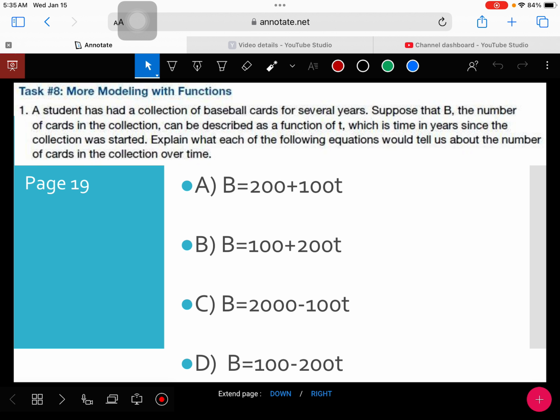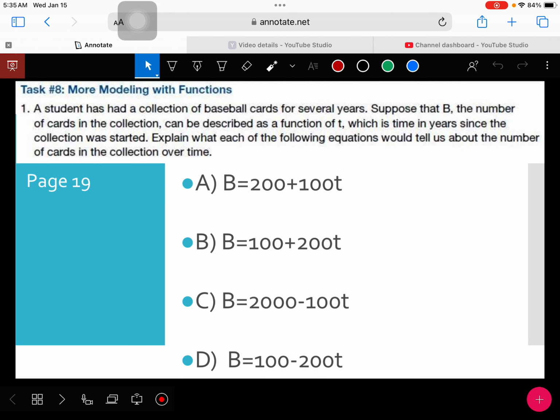So we are looking at page, well, this says 19, but I thought it was pages 17 and 18. I do not have a current workbook with me, so I do apologize for that, but it is task number 8. So it could be pages 17 and 18, could be page 19, but whatever it is, hopefully you'll figure that out. So here is the situation.